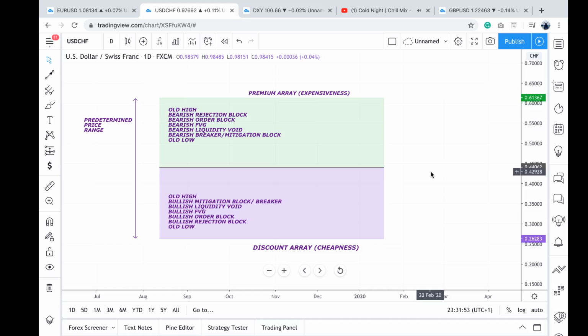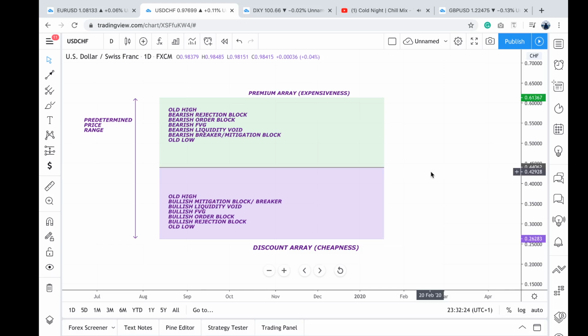Because now remember what I showed you in the previous video, whereby you identify a range and then you pull up your Fibonacci to find the midpoint of that range. That is basically the same thing you want to do. You want to identify a range, and once you identify that range, you pull up a Fibonacci to get the midpoint of your range. So anything above the 50% midpoint is called expensiveness. At that point, you don't really want to focus on buying.